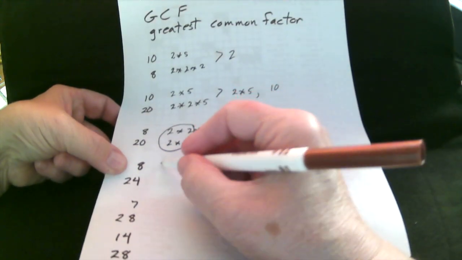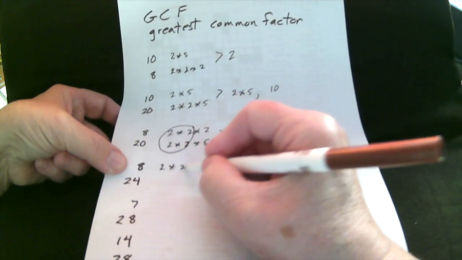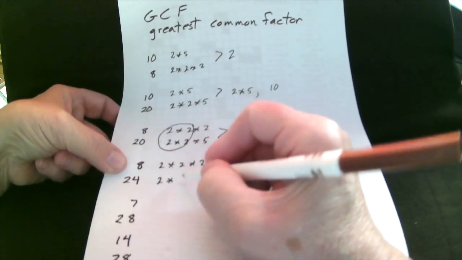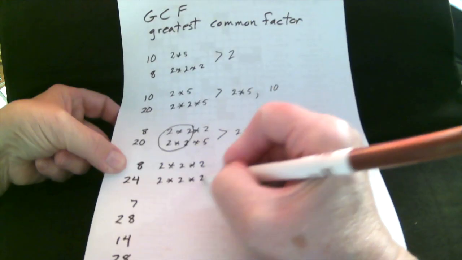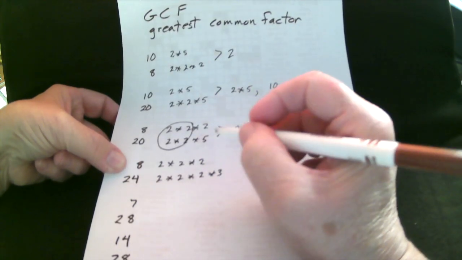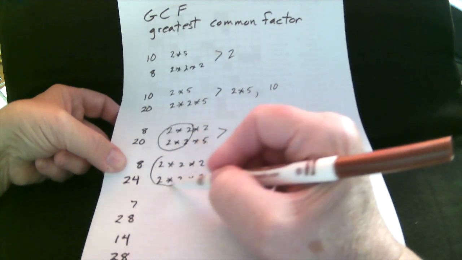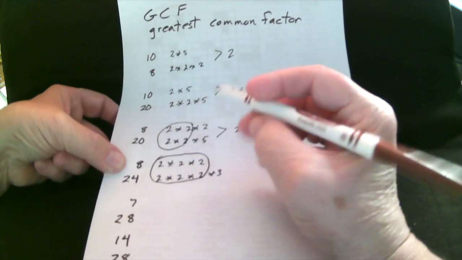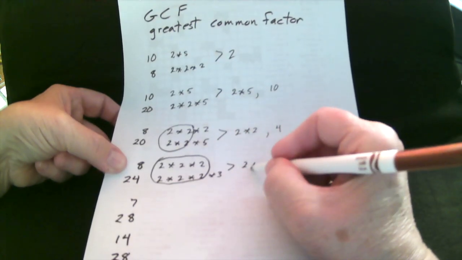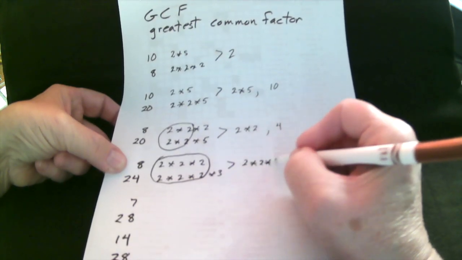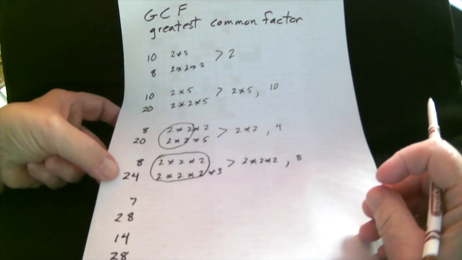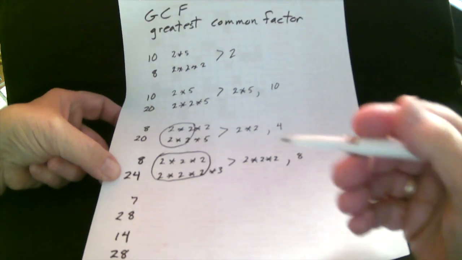Between 8 and 24, 2 times 2 times 2 is 8. 2 times 2 times 2 times 3 is 24. This 2 times 2 times 2 shows up in both. So that is going to be our common factor, 8. 8 into 8, 1 time. 8 into 24, 3 times.